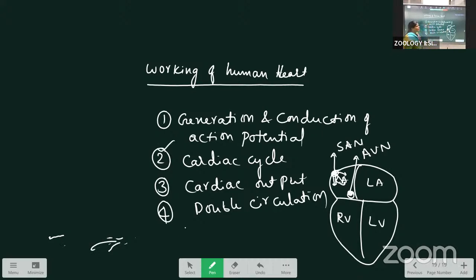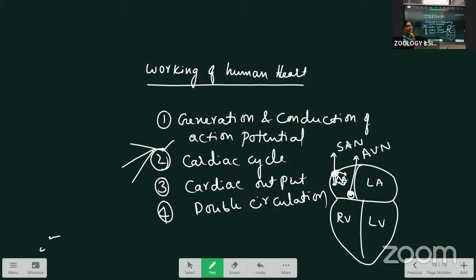Next is the cardiac cycle. What is the cardiac cycle? The events that occur from the beginning of one heartbeat to the beginning of another heartbeat. All the cardiac events from the beginning of one heartbeat to the beginning of the next, that total we call the cardiac cycle.